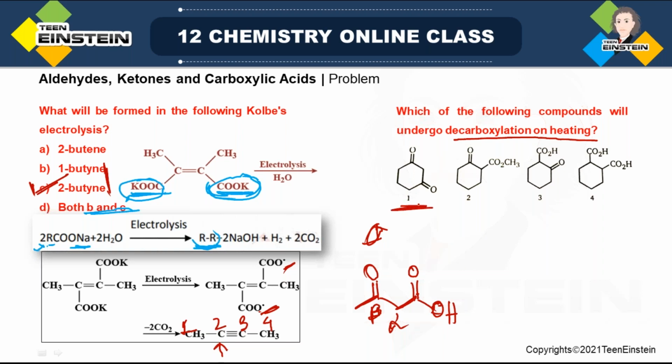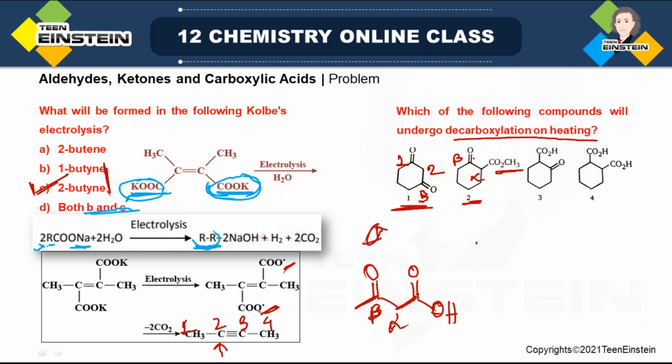The first one is obviously not a beta keto acid because there is no acid group. It is a 1,3-diketo compound. This is 1 position, then 2, then 3. 1,3-dicarbonyl compounds. Then come to 2. This is actually a beta keto ester, because this is an ester group. With respect to the ester group, this is alpha, this is beta. Now decarboxylation for beta keto ester is possible.